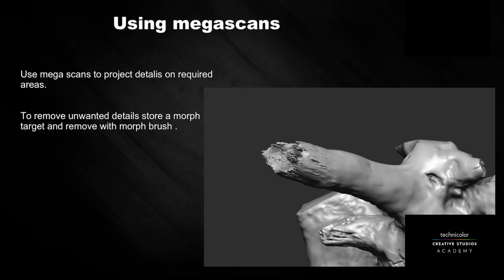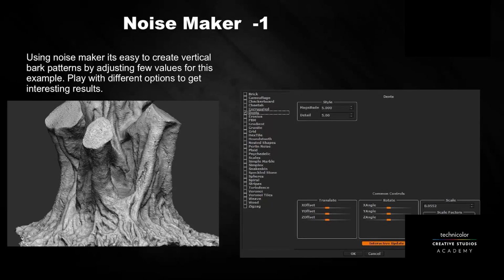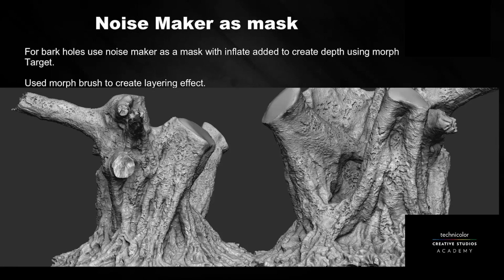So the next step is using Megascans. Through Megascans we can sculpt all the necessary parts like logs and broken branches. We can project them, and there are also chip offs. So we can do this kind of detail very easily through these alphas, or we need to inflate these branches before we apply the alphas here. And then the noisemaker, and the noisemaker as a mask.